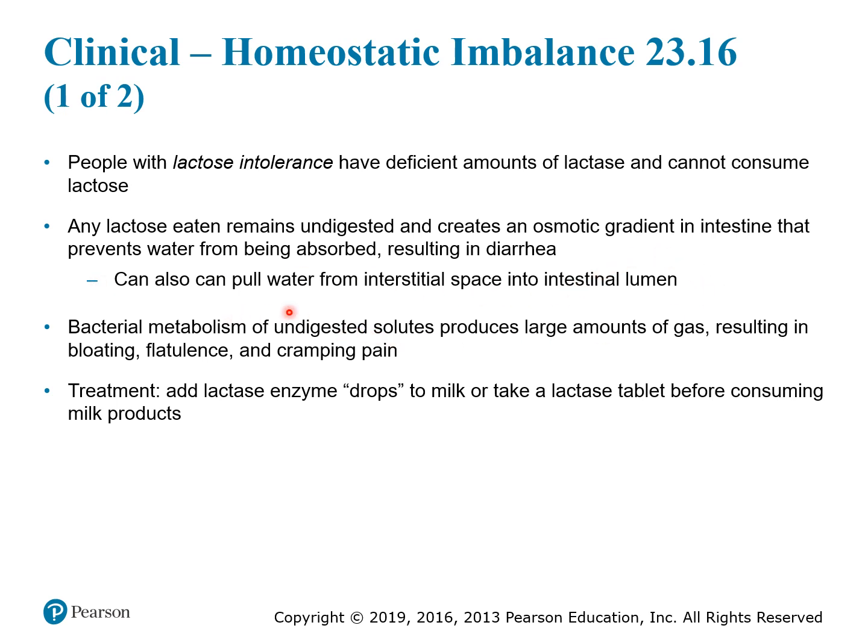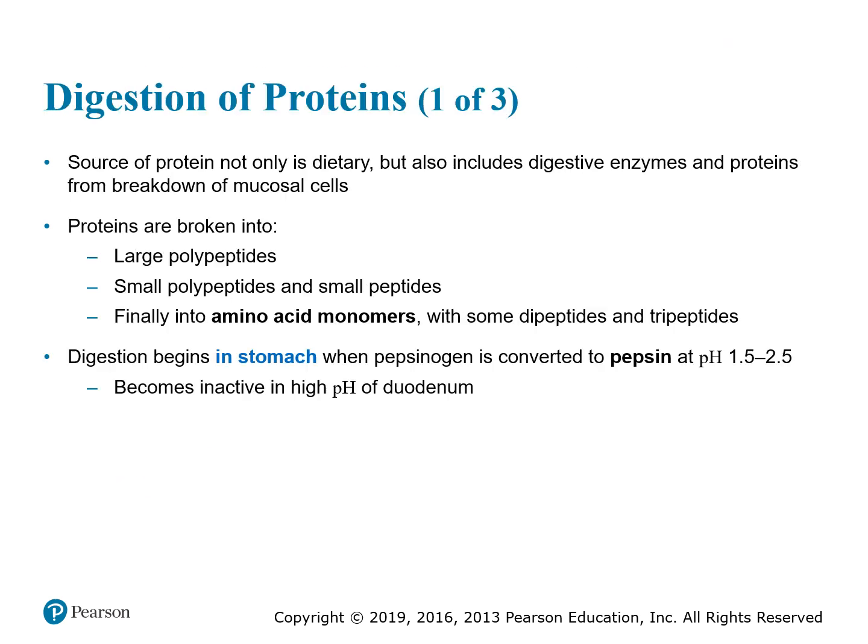And it can also pull water from the interstitial space into the intestinal lumen. And then because there is undigested solute present in the intestine, bacteria act on that, and people get bloating, flatulence, and cramping pain. Treatment is to add lactase enzyme drops to the milk, or take a lactase tablet before consuming milk products.